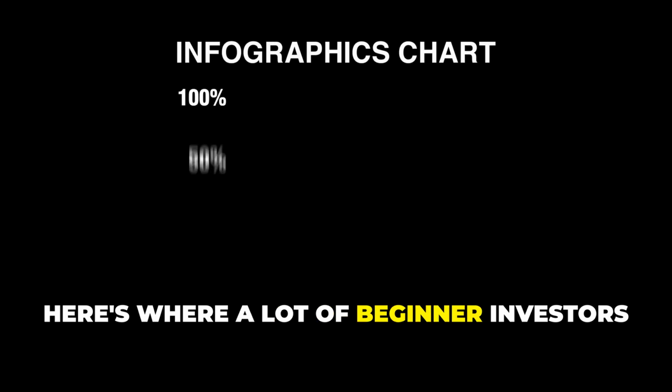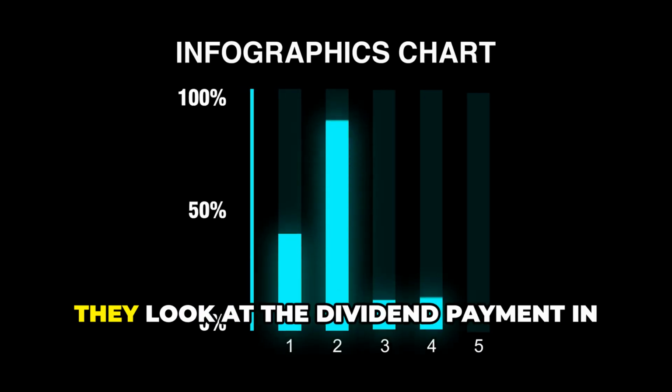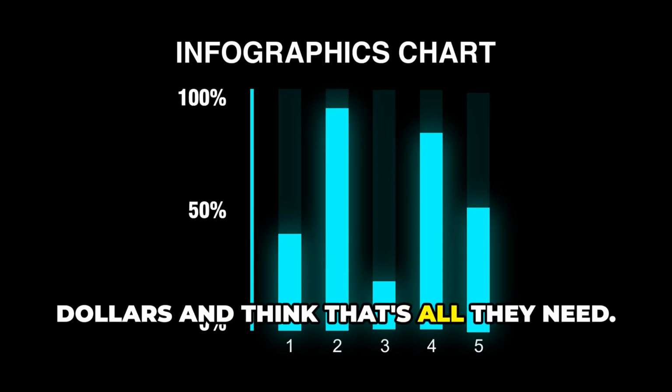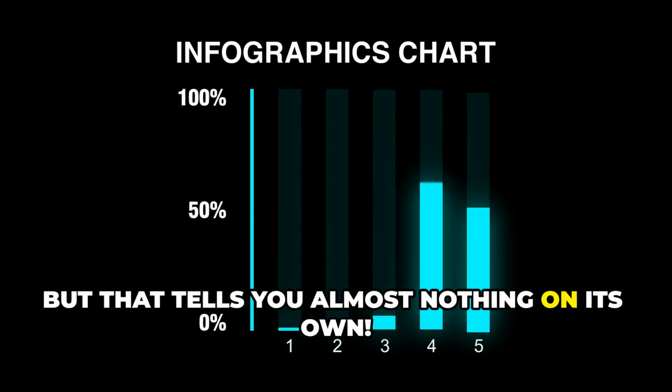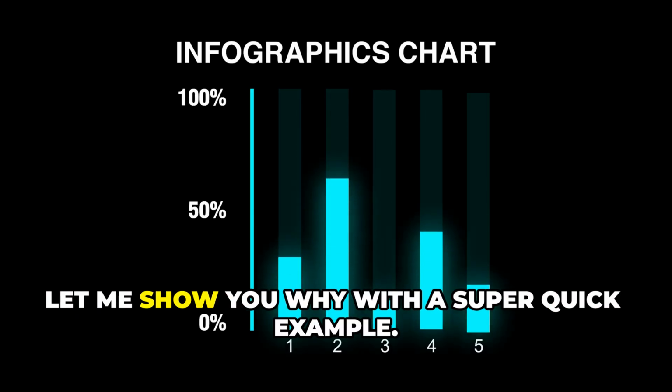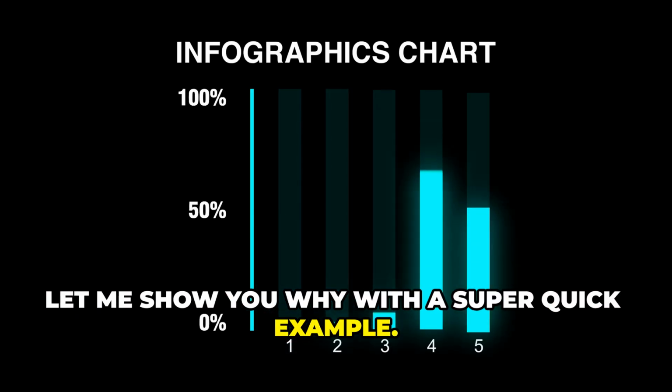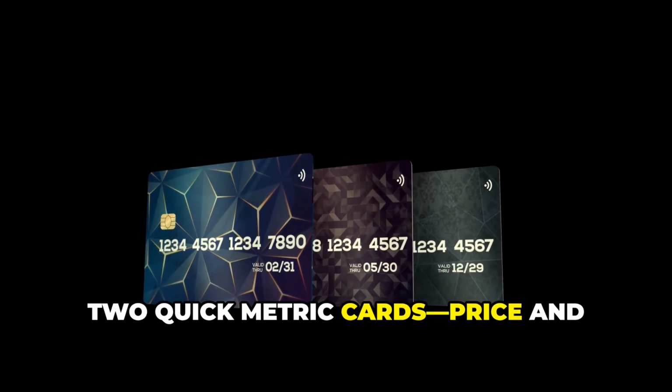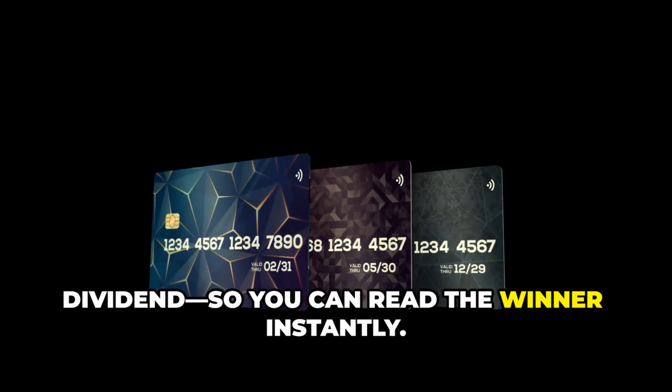Here's where a lot of beginner investors make a costly mistake. They look at the dividend payment in dollars and think that's all they need, but that tells you almost nothing on its own. Let me show you why with a super quick example. Two quick metric cards, price and dividend, so you can read the winner instantly.